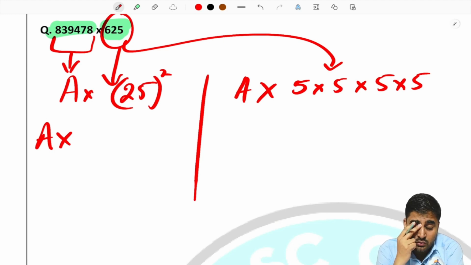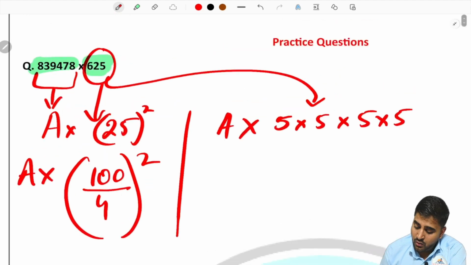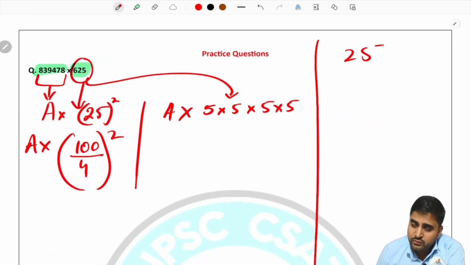Why am I doing that? Because when I get the zeros format, it will not only help me ease my calculation, but it will save my time also. For example, it's 25 square. What does the 25 mean? 25 is basically 100 by 4. How am I saying this? Please have a look. Here is a 25. I want some 100 here. I want some zeros here.